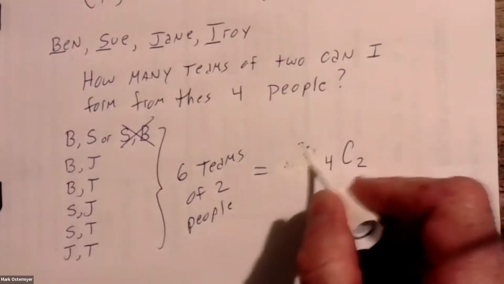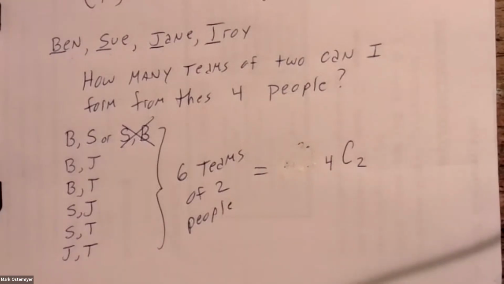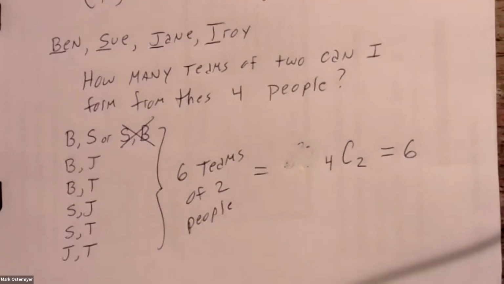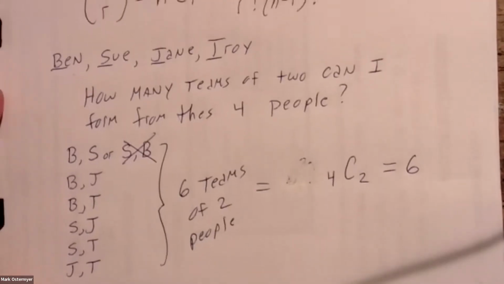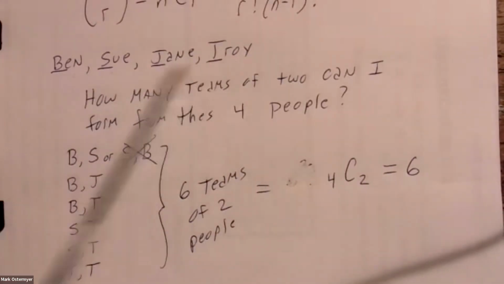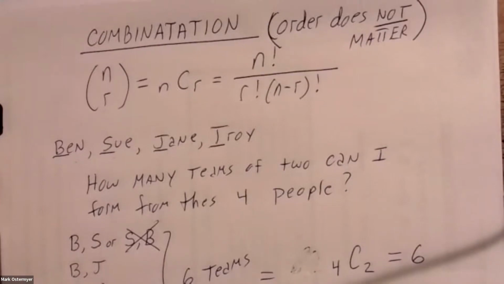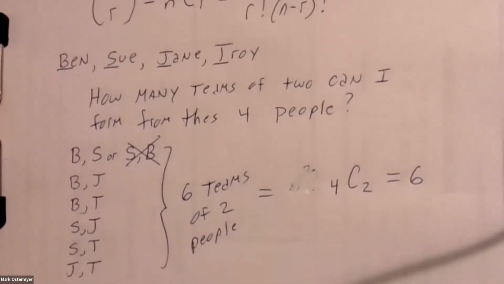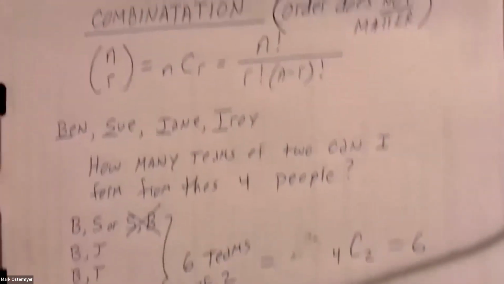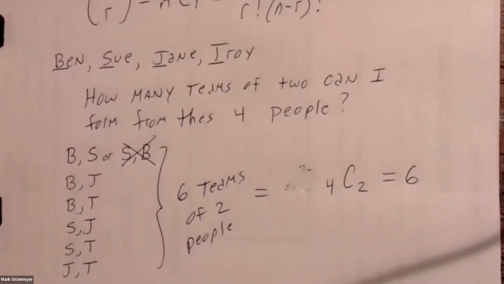Go ahead and dial it up, ladies and gentlemen. 4 in combination with 2. Do we get 6? Is that 6? Yes. That should be 6. Okay. So there's 6 possible arrangements of teams of size 2 that I can form from 4 people. Any questions about this situation here? Now we can more clearly understand what combinations can be used for. Okay. All right. 6 possible teams here.